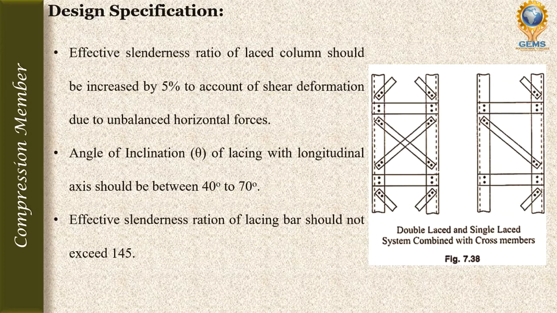First one is the effective slenderness ratio of a laced column should be increased by 5%. That means if your normal slenderness ratio is 10, it is increased by 5% to 10.5. Why are we increasing it by 5%? To account for shear deformation due to unbalanced horizontal forces.